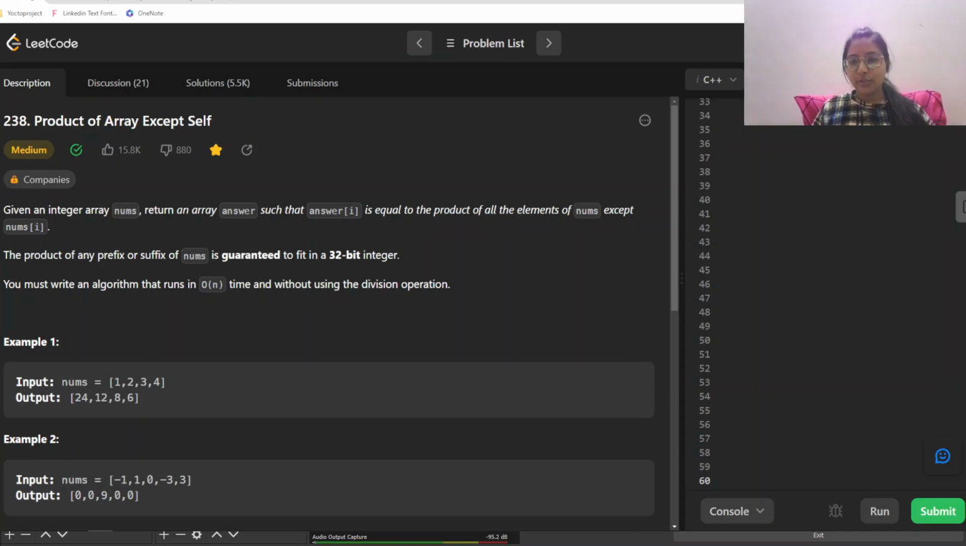So today we are going to do the LeetCode question Product of Array Except Self. Let us first read the question, then look at the constraints, then the intuition, time complexity, space complexity, and finally the coding part for the same. So now let us read this question.